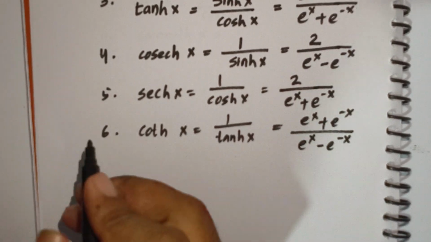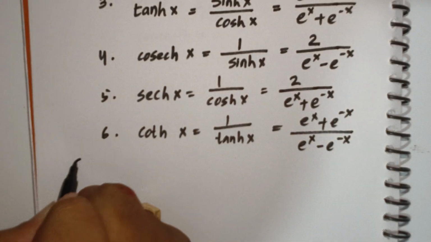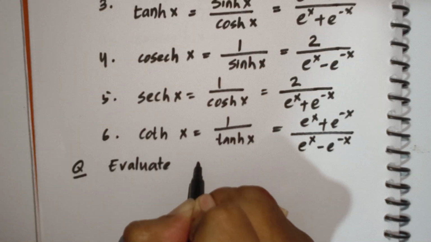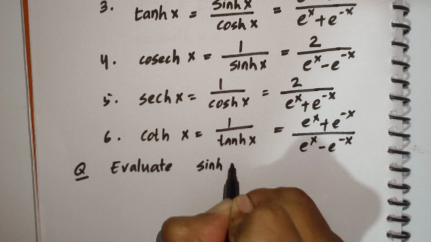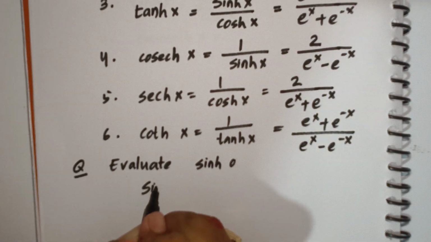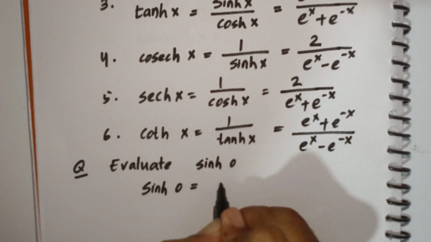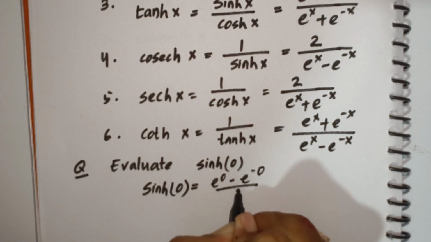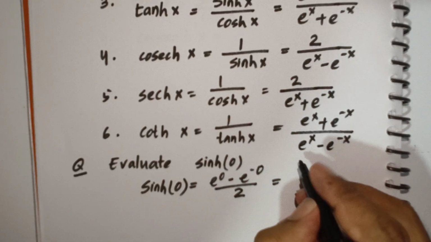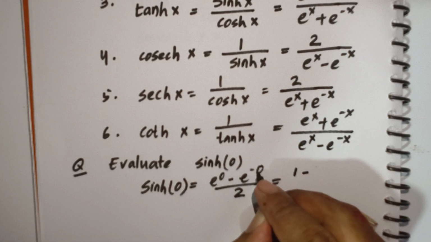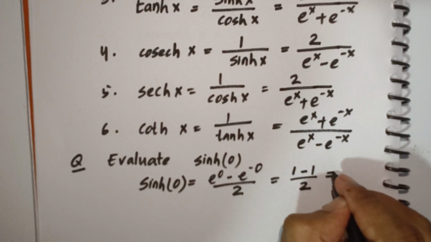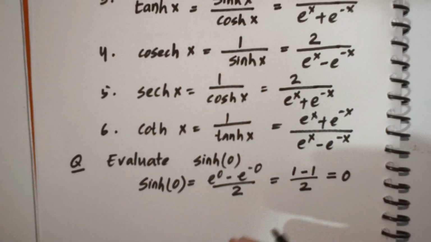Next, we will evaluate some values of hyperbolic functions. Suppose it is given to evaluate sinh 0. What do we have? Hyperbolic sine 0 equals e to the power 0 minus e to the power minus 0, whole divided by 2. And what is e to the power 0? e to the power 0 is 1, and e to the power minus 0 is also e to the power 0, which is 1. So this is 1 minus 1 over 2, which is 0. Similarly, you can evaluate the values of hyperbolic functions.